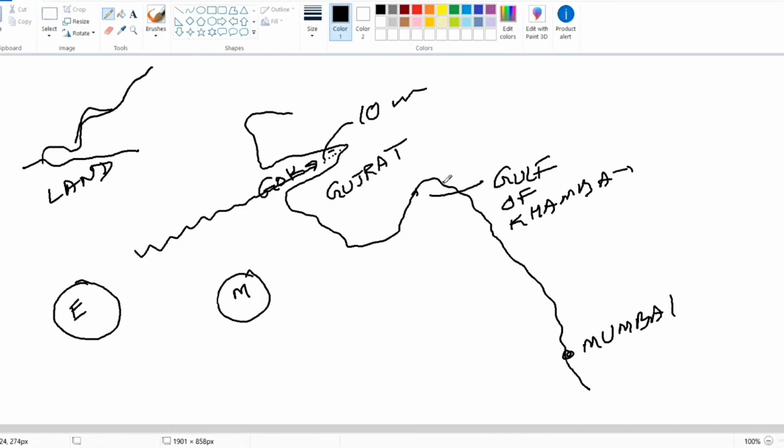That Alang and Dahej is there. Again the shape of landmass is there, which is acting like a funnel. Again those shallow waters are there all around in that Gulf of Khambat. So here also tide could be 8 meters, 9 meters.